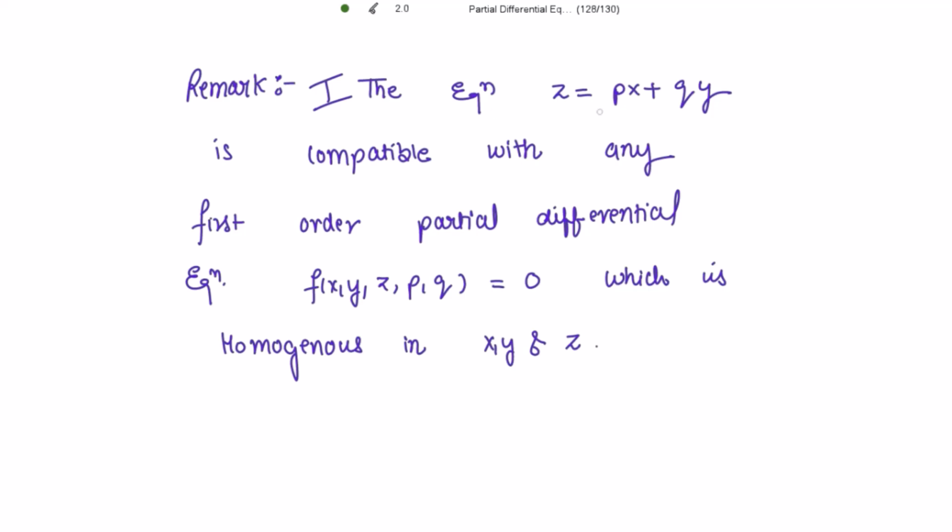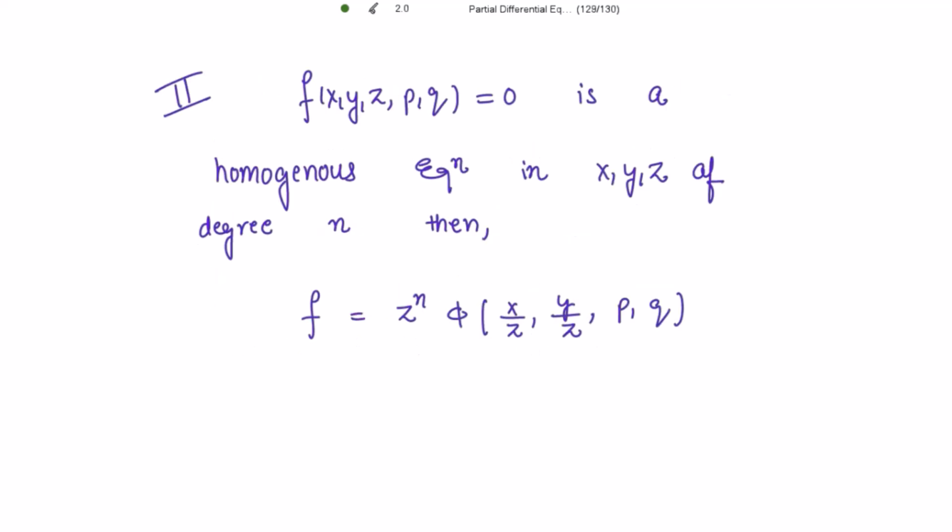The equation z equal to px plus qy is compatible with any first order partial differential equation f(x, y, z, p, q) equal to 0, which is homogeneous in x, y and z. Second remark: if f(x, y, z, p, q) equal to 0 is a homogeneous equation in x, y, z of degree n, then this f can be written as z to the power n phi of x by z, y by z, p, q. We can write this function in terms of this with the power of z, right?